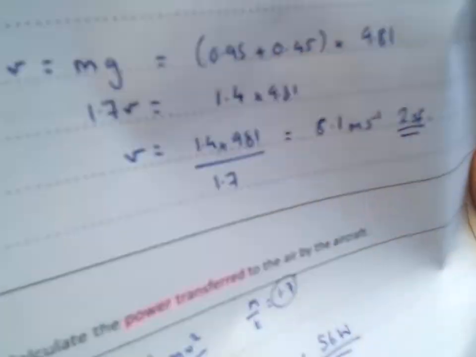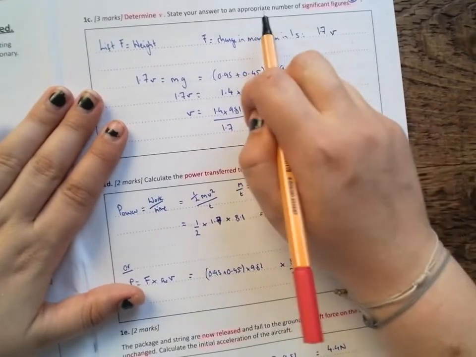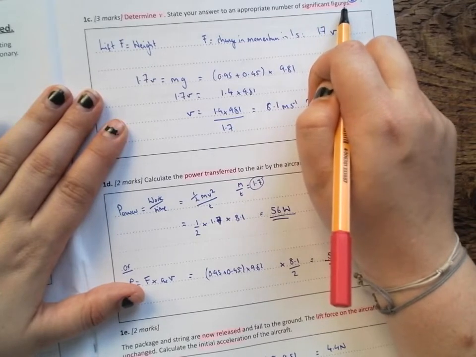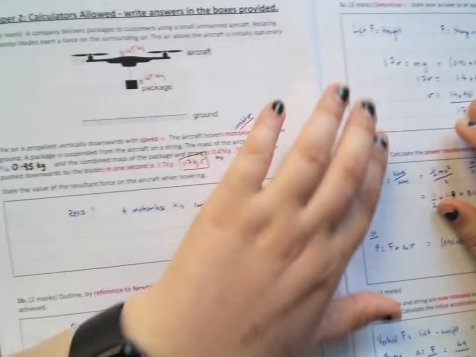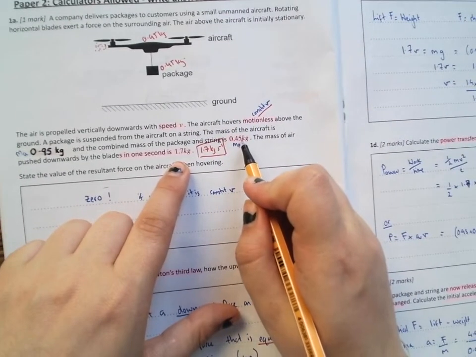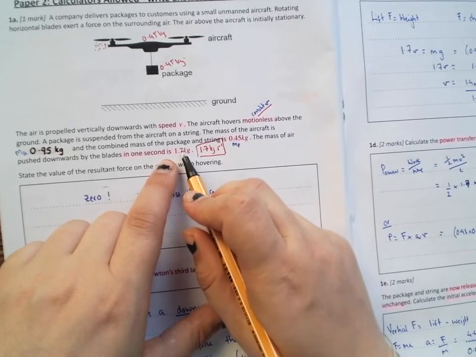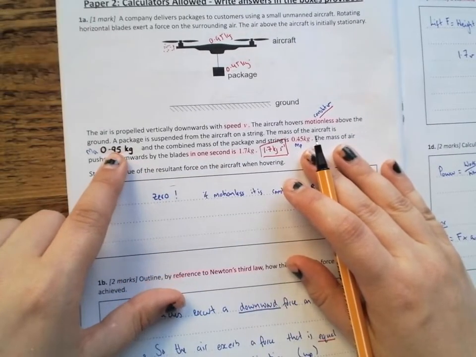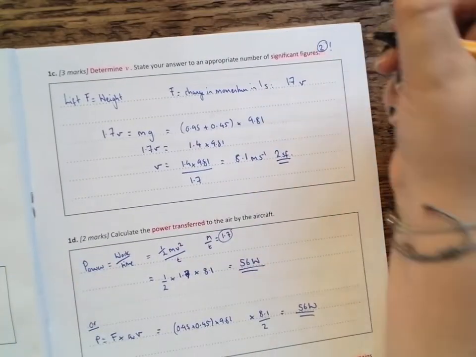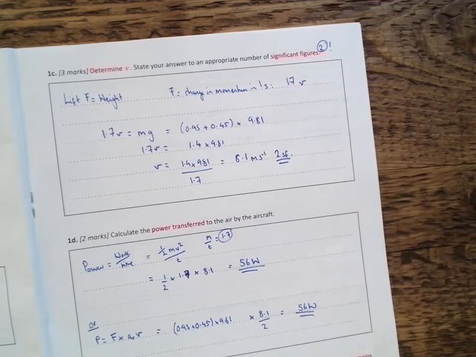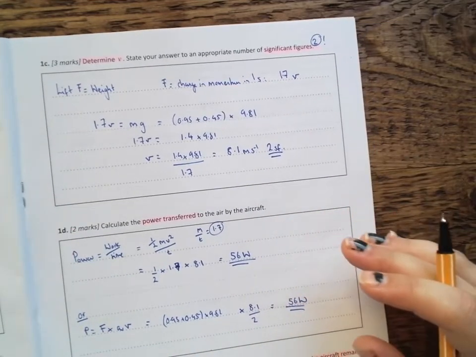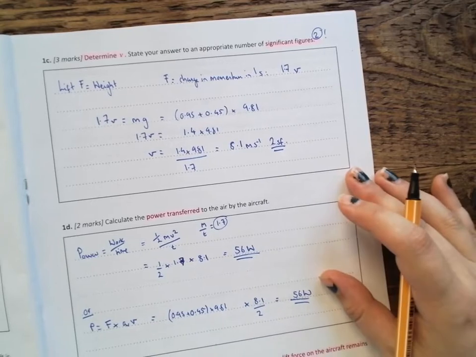It then says determine velocity. State your answer to an appropriate number of significant figures. Well, in this case, we have 2 significant figures. You therefore must use 2 significant figures. The IB go with you must use the significant figures that are being asked within the question.